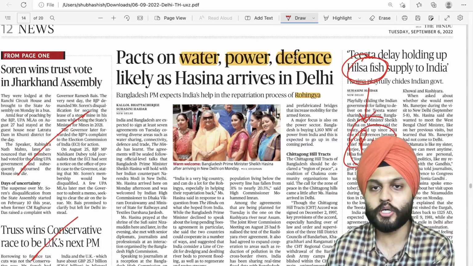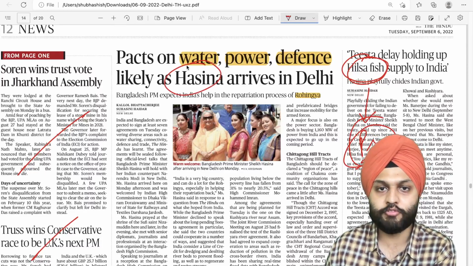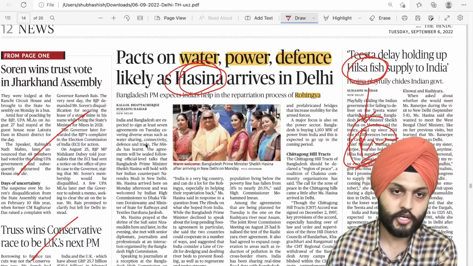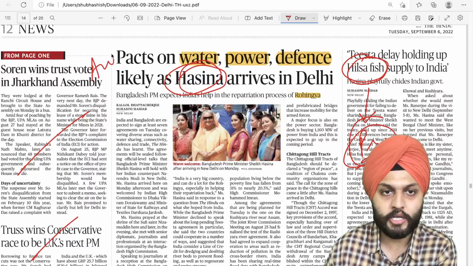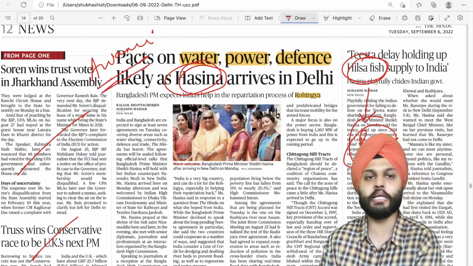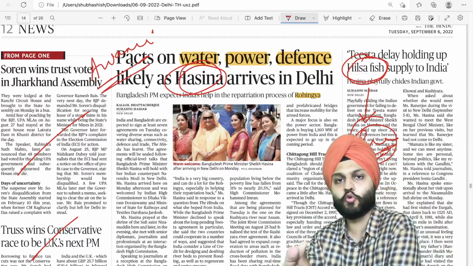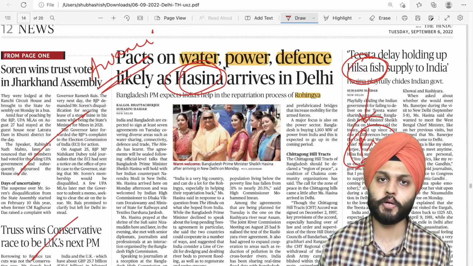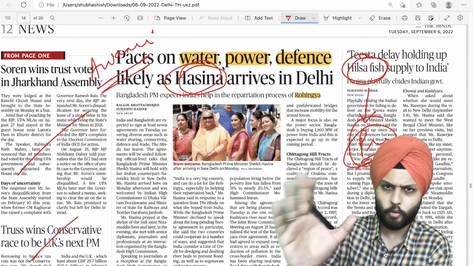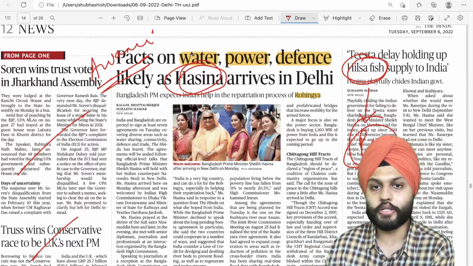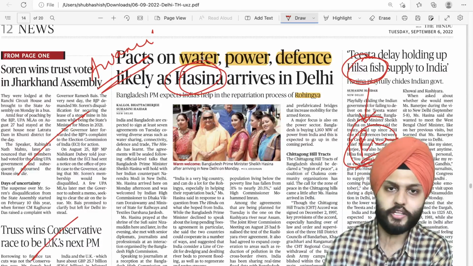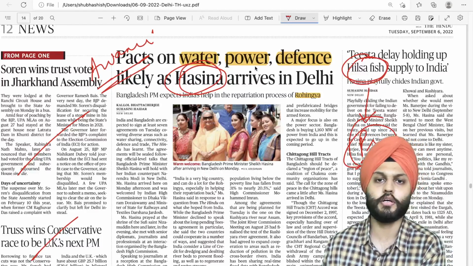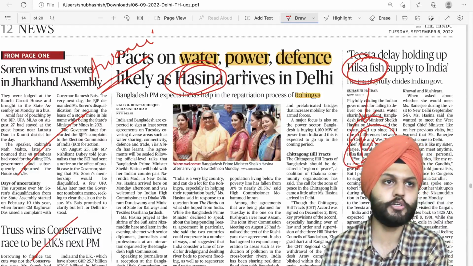Facts on water, power, defense likely as Hasina arrives in Delhi. She is the Prime Minister, Sheikh Hasina, right? And her party is known as the Awami League. And this Awami League is seen to be close to India. And then there is this Bangladesh Nationalist Party that is in the opposition, pro-Pakistan. Okay, so what is she coming for? And it's very easy. Facts on water. Which water? Teesta. Power. India's money, power, hydel projects or whatever.